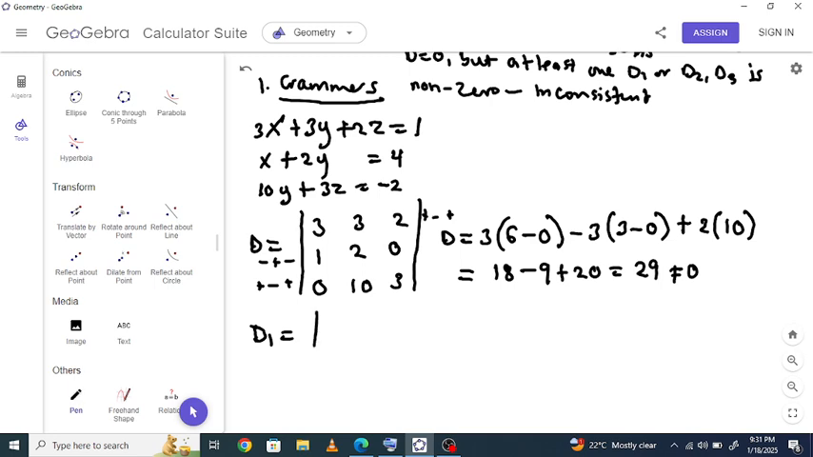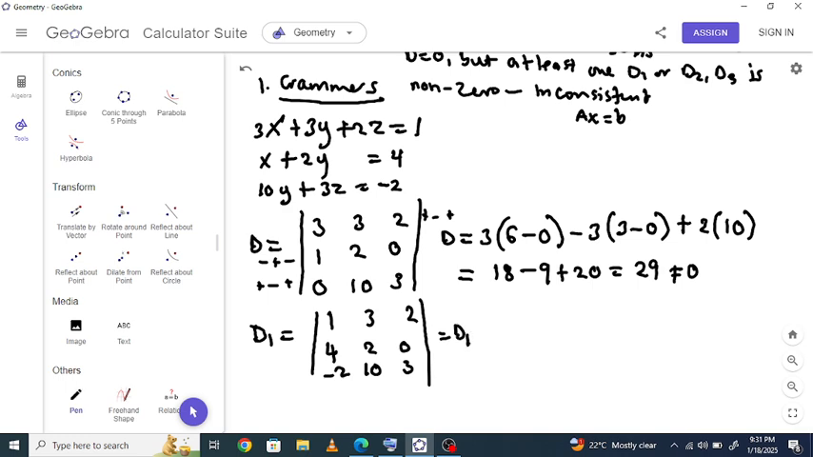our system is consistent. We want to get D1. What we do in Cramer's rule, we take the values B. An equation takes the form Ax is equal to B. So the values 1, 4, -2 represent B. We are going to take that B and replace the first column. We will have 1, 4, -2, 3, 2, 10, 2, 0, 3, and then get the determinant D1.